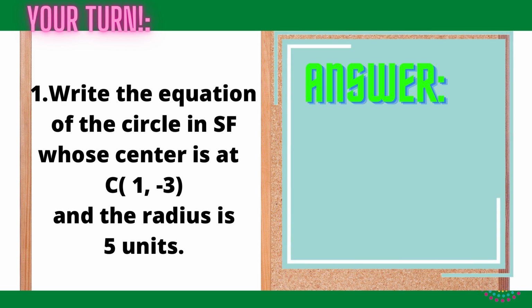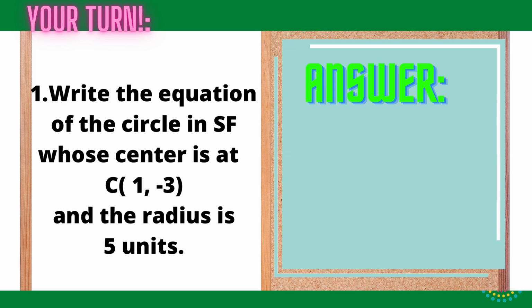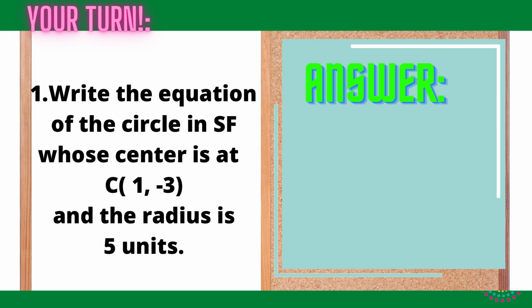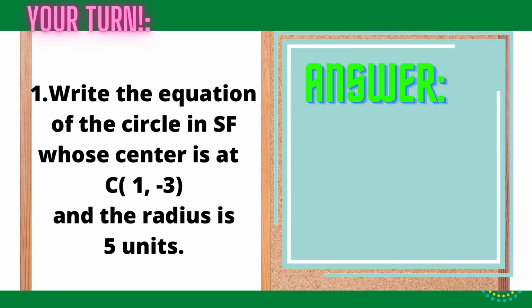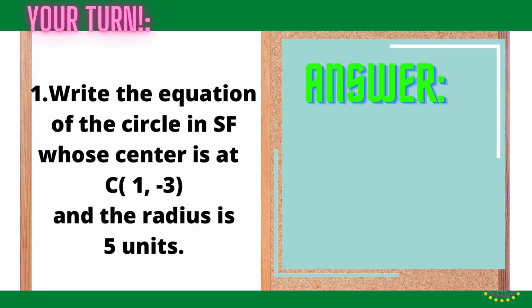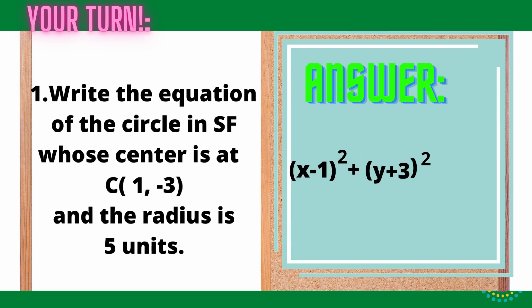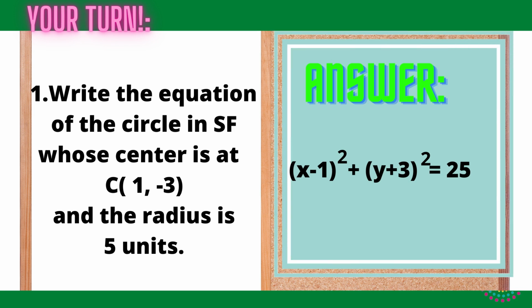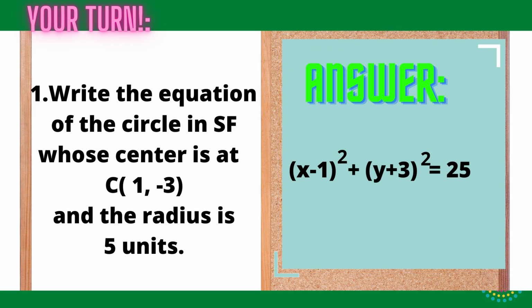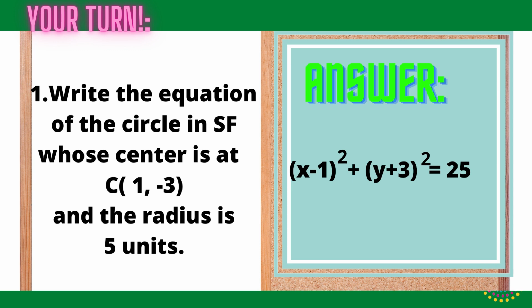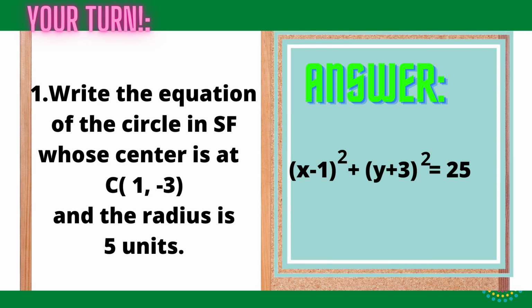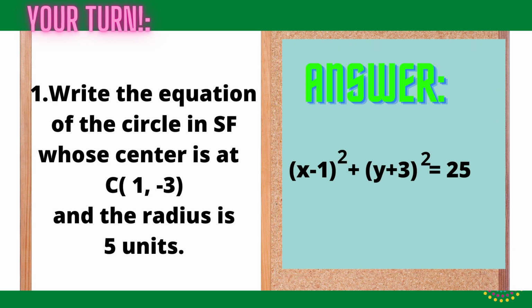Okay, class, this is easy. All you have to do is to use center and radius, substitute the center and radius in the standard form. So let's find out if your answer is correct. Center at (1, -3), and radius 5 units. In the equation, we have (x - 1)² + (y + 3)² = 25. Did you get the correct answer? I hope so.